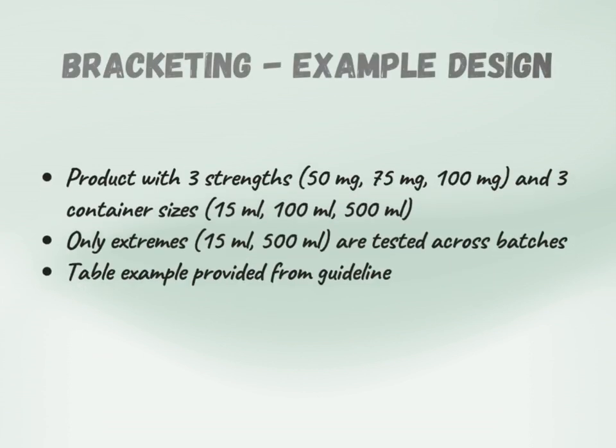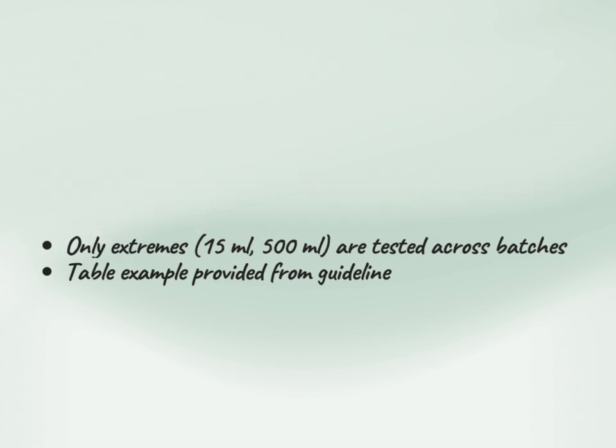Here's a practical example from the guideline. A product exists in three strengths: 50 milligrams, 75 milligrams, and 100 milligrams, packaged in 15 milliliters, 100 milliliters, and 500 milliliters containers. Instead of testing all combinations, the study tests only the lowest and highest container sizes across all strengths. By focusing on the most extreme scenarios, we can substantially reduce testing without sacrificing meaningful data.